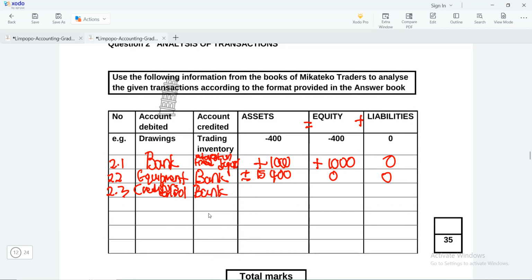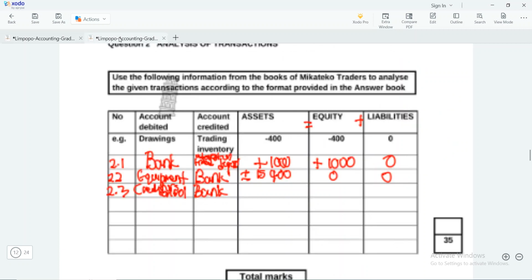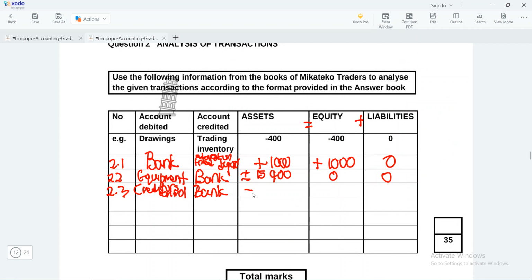Now we need to ask ourselves, how is this affected? But remember, I've shown you already here that they're saying that it was after receiving a discount of 4,000, so meaning that the discount has already been taken into consideration, so it's a minus by 2,400. So we'll just write minus 2,400, because remember we said bank will be credited. Here it will be 0 because we are paying for a liability at that, so it will be also minus 2,400 here. And if you look at this, both sides are equal. Our assets are equal to owner's equity plus liabilities, so which means the equation will then balance.